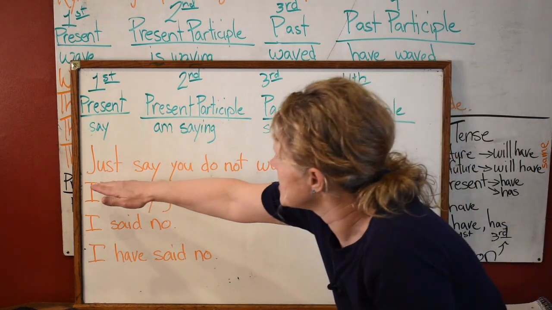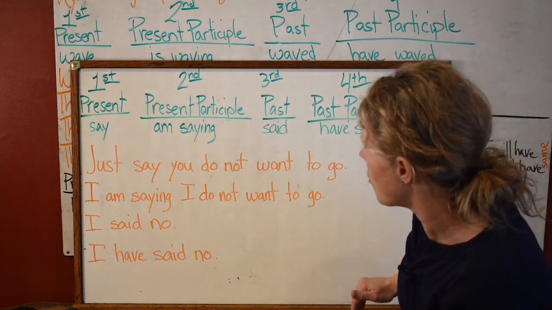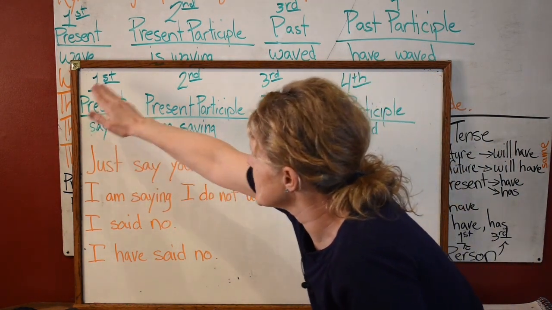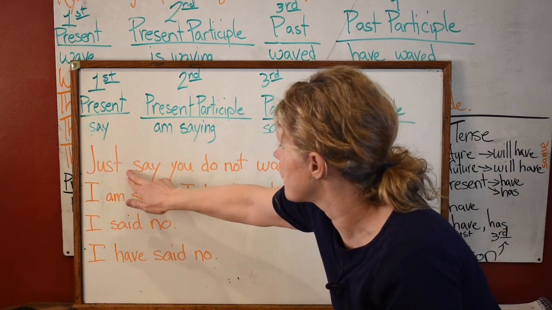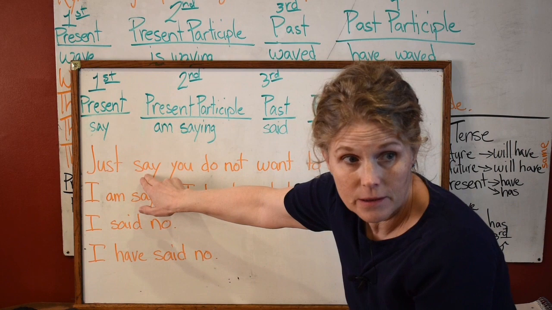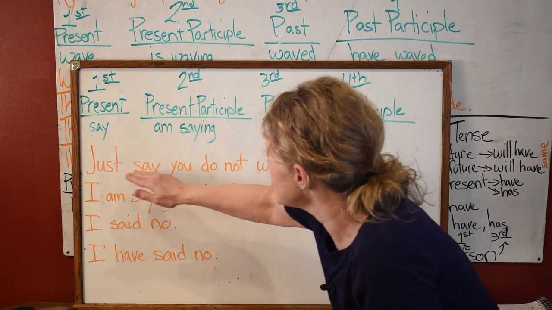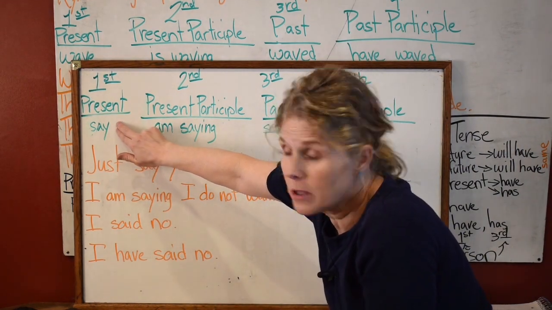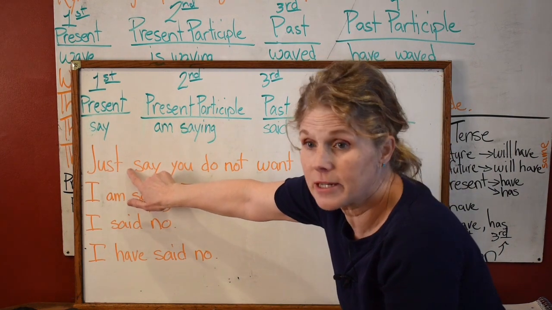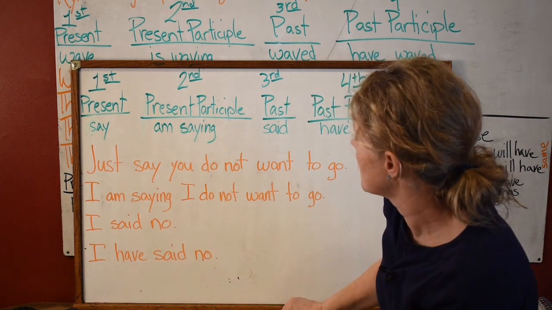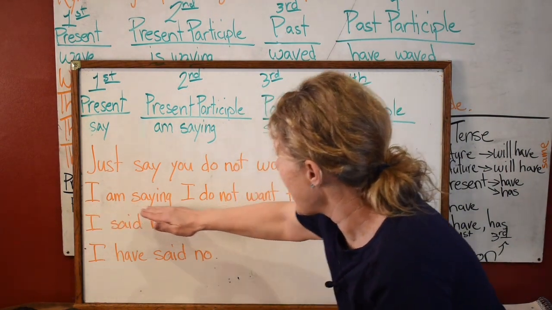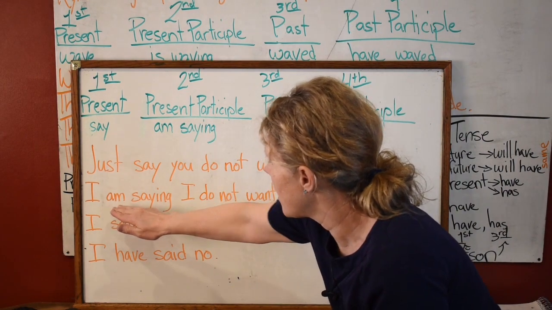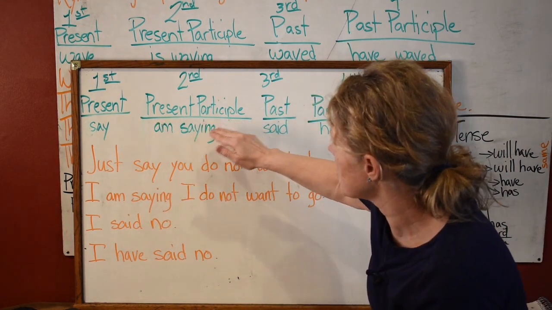Okay, so now let's look at this sentence. Just say you don't want to go. So here we have say in the present. See, we don't have any auxiliary verb helping this verb say. Okay, so just say you don't want to go. So say is your simple present, and you're not using an auxiliary verb here. Now the next sentence, I am saying I do not want to go. Well, here we're using am saying for our present participle.